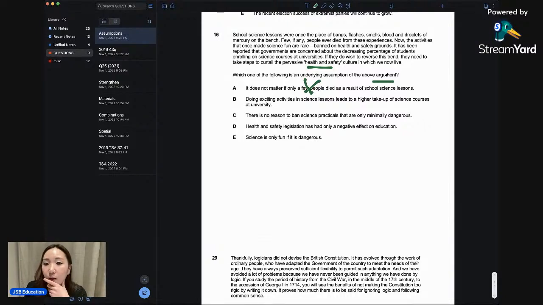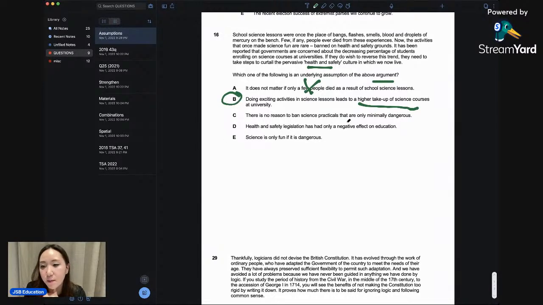If we look at the arguments that we were making, which was that getting rid of this health and safety culture would result in more exciting activities, and this will then, if they wish to reverse this trend, lead to a higher take-up of science courses at university. They're basically nicely establishing that link for us, which is exactly what we want. So we know that this is going to be it. But let's have a look at the others.